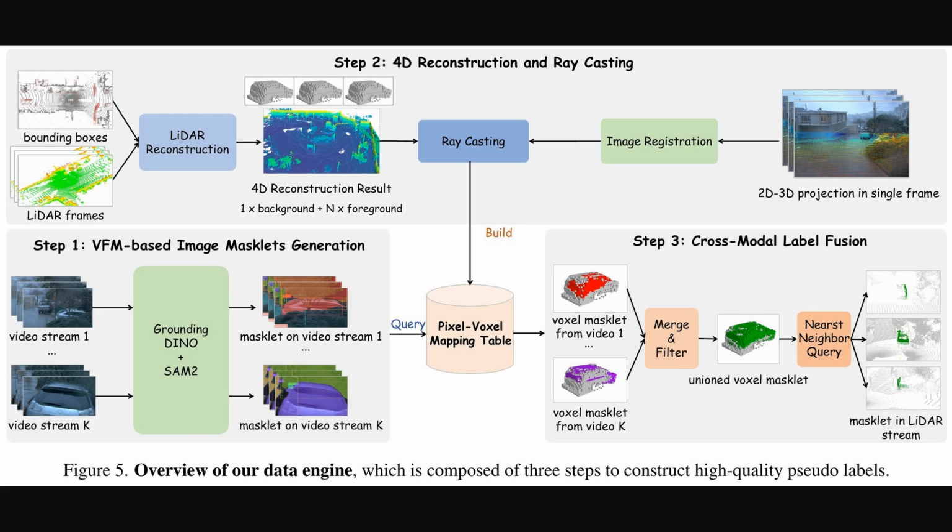Alright, so we've seen how the model itself works, but where does it get its massive amount of training data? This diagram details the automated data engine that creates it. First, it generates what it calls masklets from video, which are basically small, specific segmentation masks for objects. At the same time, it reconstructs a 4D scene from the LiDAR data using voxels, which you can think of as 3D pixels. Finally, it fuses these 2D video masklets with the 3D voxels, creating high-quality, automatically generated labels or pseudo-labels for the model to train on.